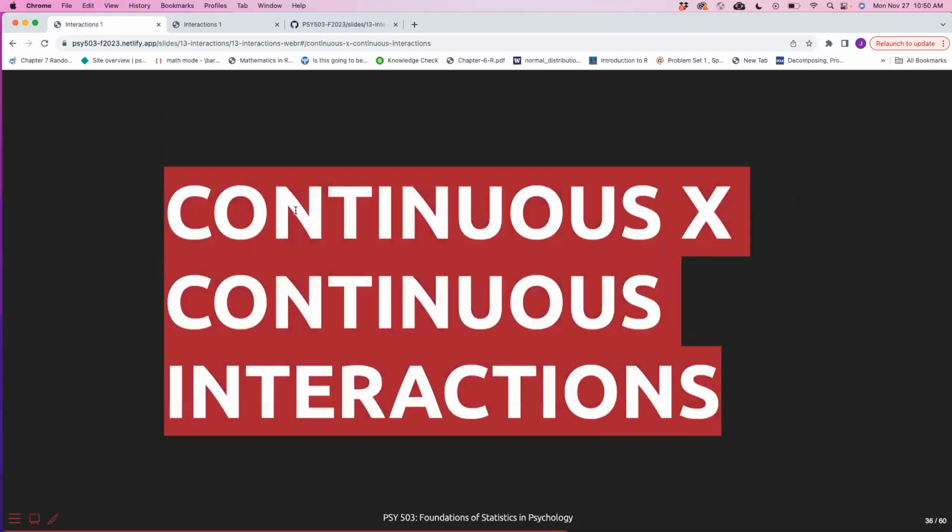All right, are there any questions about categorical by continuous interactions? Now we're going to get into continuous by continuous interactions.